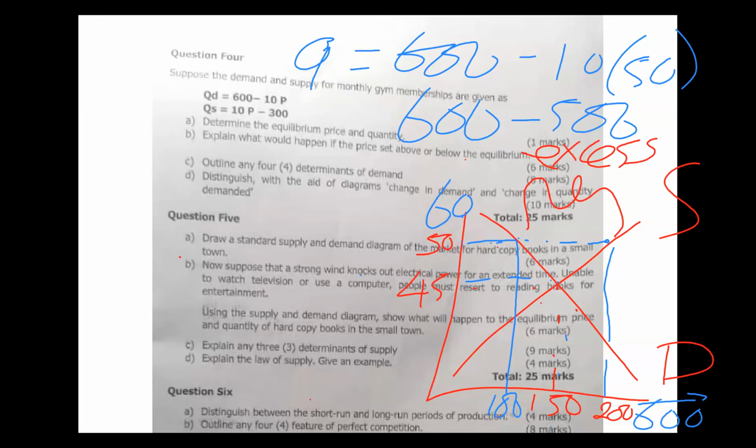The companies are willing to supply as much as 200 units, but the consumers are willing and able to purchase only 100 units. At 50, the consumers are willing and able to buy only 100 units, but the suppliers are willing and able to supply 200 units. That leads to what is known as excess supply. Any question?